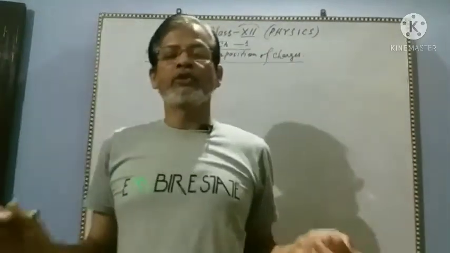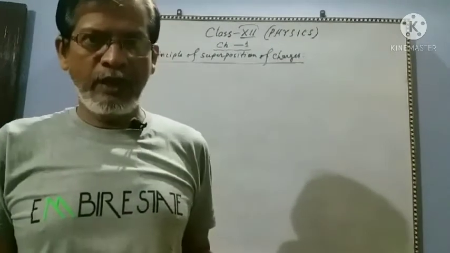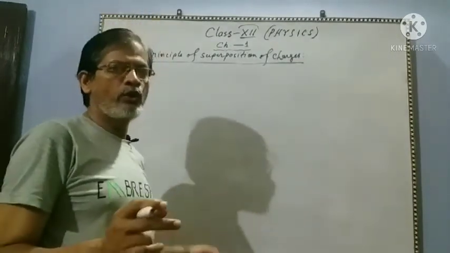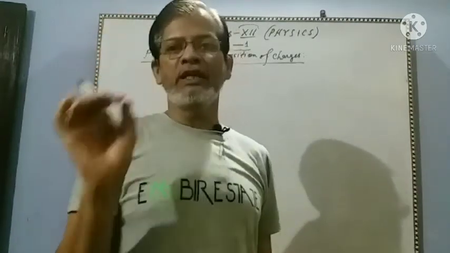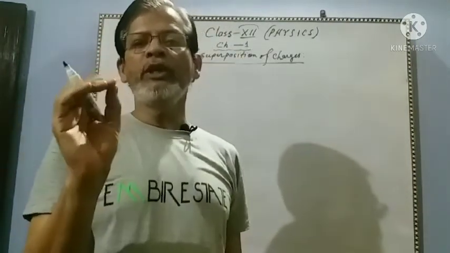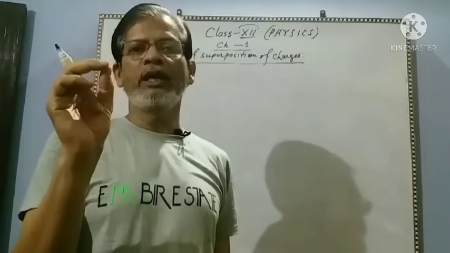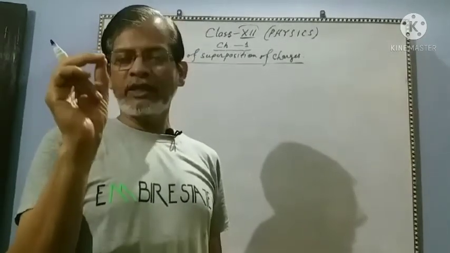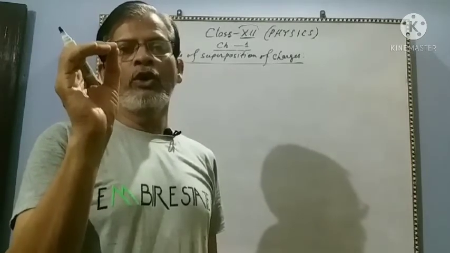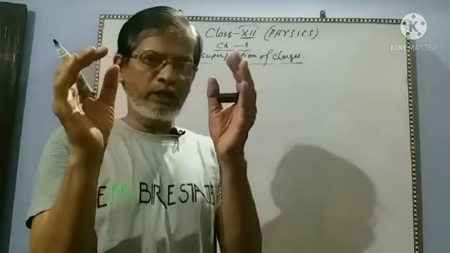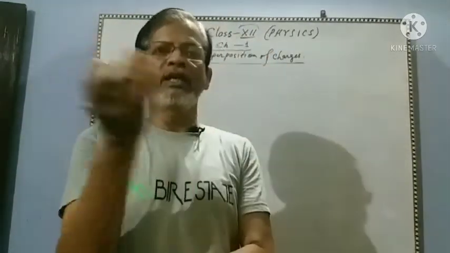Suppose there are so many charges which are placed in discrete manner. Now, what will be the net force on a single charge? This will be equal to the algebraic or vector sum of the forces on a particular charge given by the other charges.